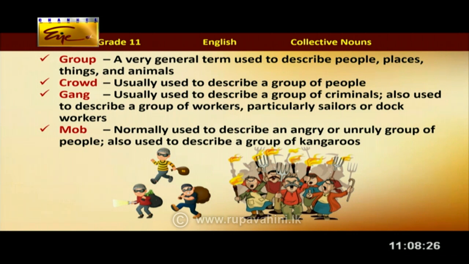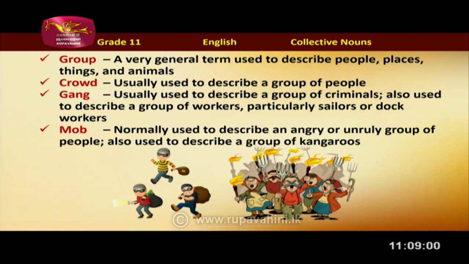So a group. This is a very general term. We normally use this to describe people, places or things. Group of people, group of places, group of islands. We can use group with many things, animals, people, places. It's a very commonly used collective noun. The next one, crowd. Crowd is more often used with people. Mostly we use crowd for people, group of people, crowd of people.